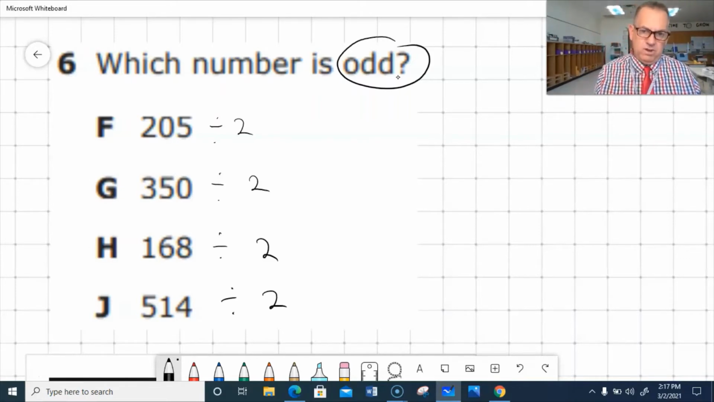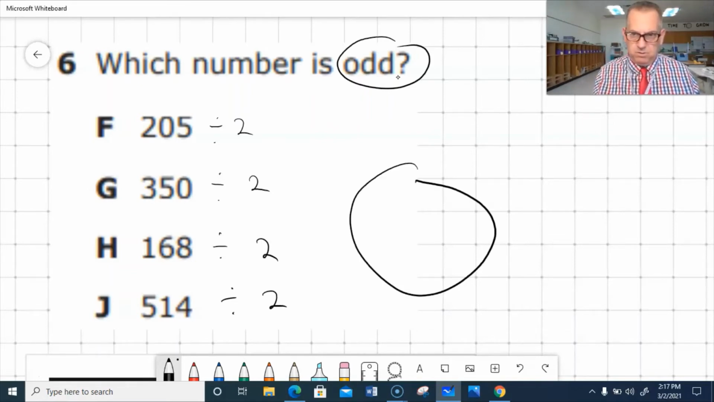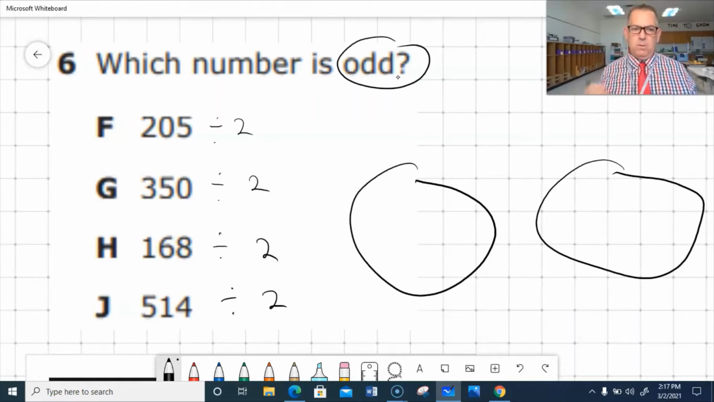We'll do answer choice H really quick. I'll put H into 2 equal groups. So I'm going to make my groups here. That's 1 group and that's 2 groups. I'm going to start putting 168 in. I'm not going to do it by ones.